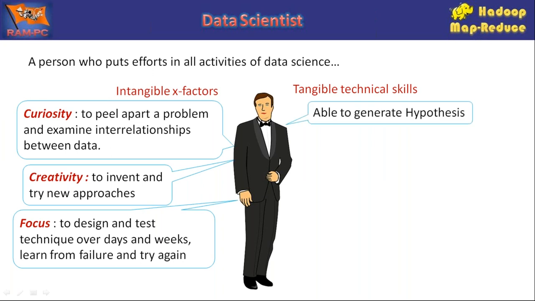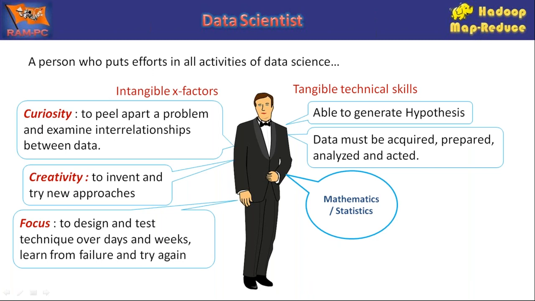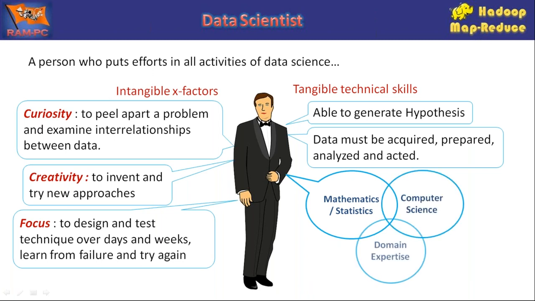And tangible technical skills, meaning that you can learn somewhere. See, you are now learning the technical stuff. There are several things: mathematics or statistics, computer science, or domain expertise. You can learn all of them. So these are the two types of factors required. If you don't have curiosity, creativity, focus, then there is no use. You should have patience. More patience is required for data science, right?